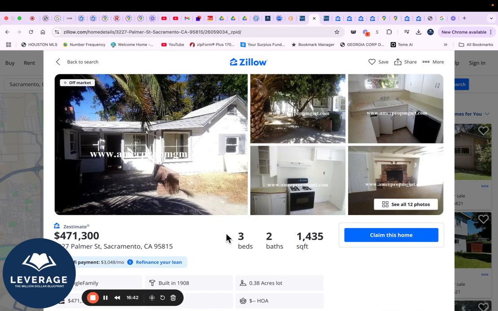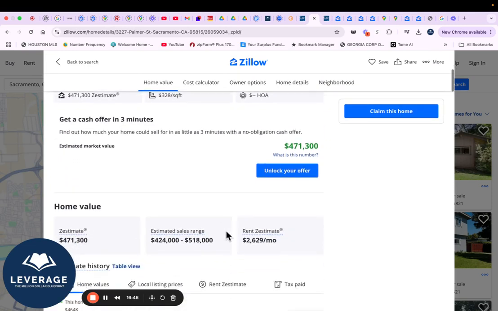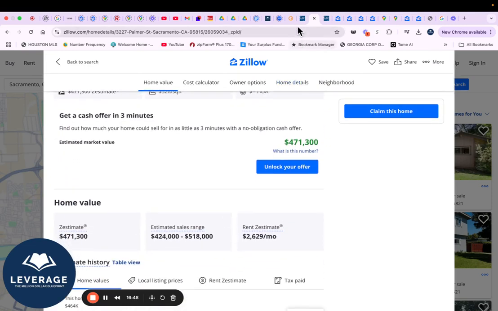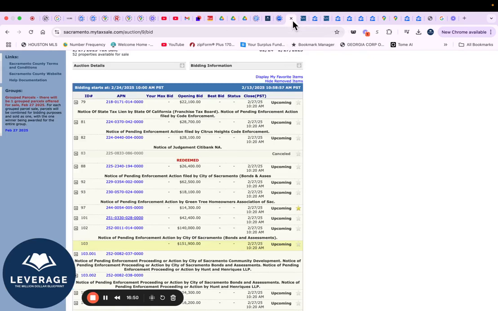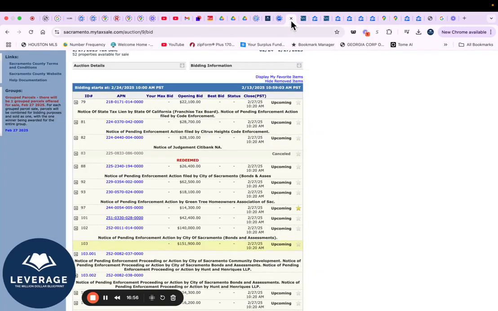So this one looks like it was vacant at one point in time. This is a good one too. So we're gonna star this one. I always be forgetting. 251. So it's this one. So anyway, yes, so this is my process of how I invest in tax deeds.